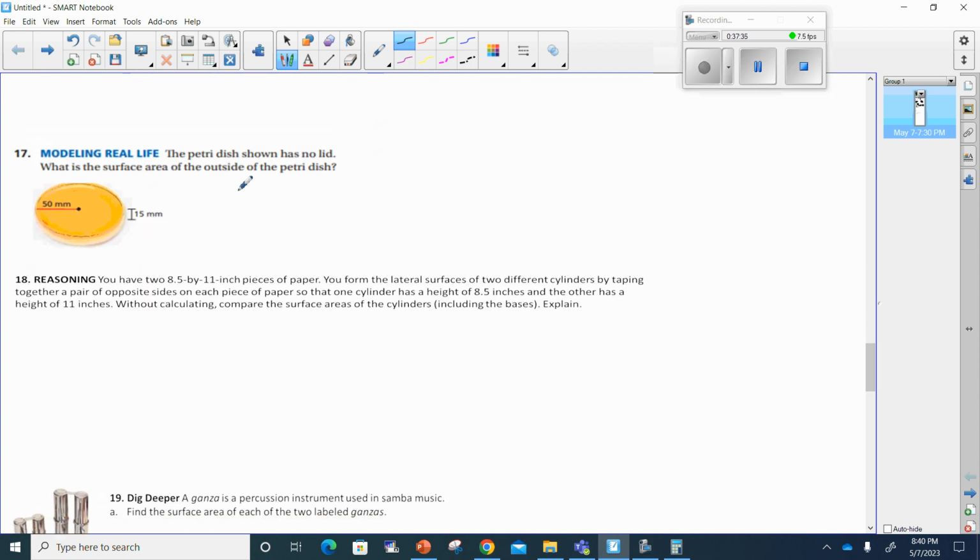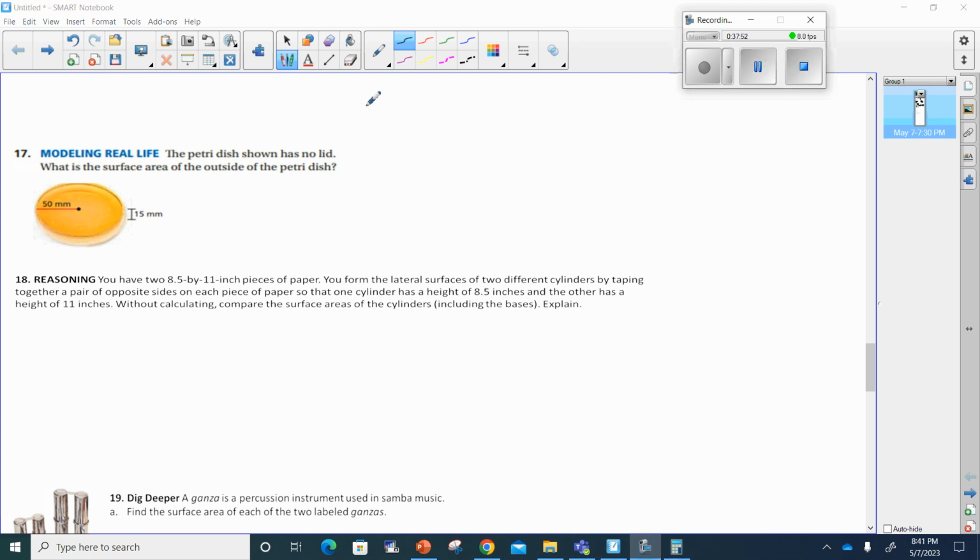I got number 17 here. It says modeling real life. The Petri dish shown has no lid. What is the surface area of the outside of the Petri dish? Okay, outside of the Petri dish. The surface area of the outside of the Petri dish.